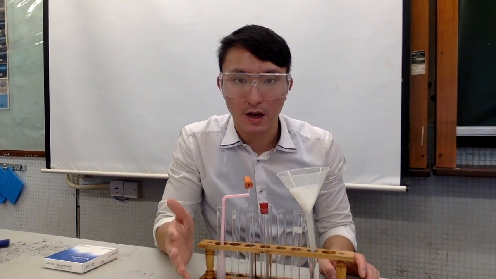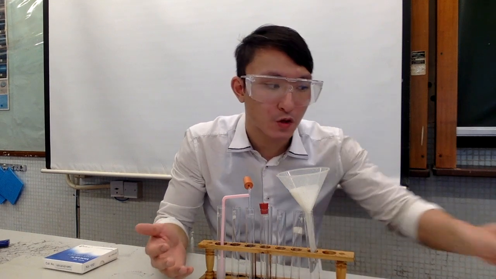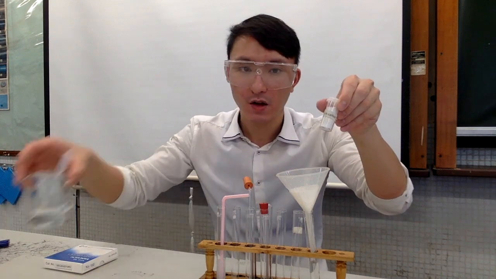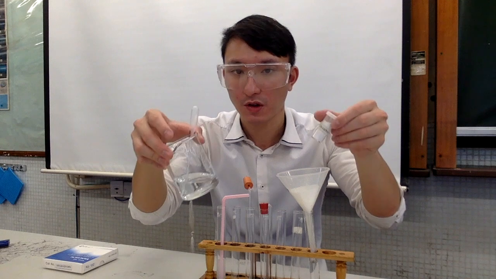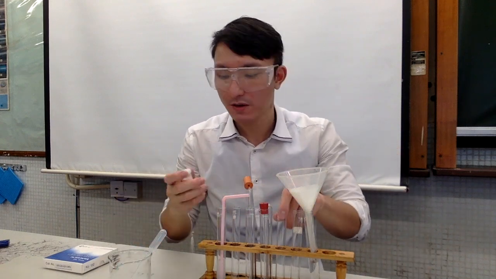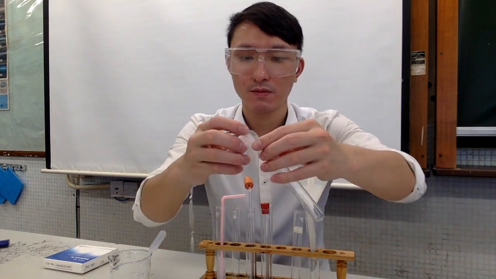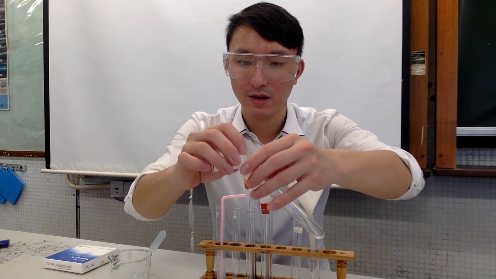Now for part B, it's actually quite easy. What we're going to do is study the action between calcium carbonate and water, basically to see if the calcium carbonate dissolves in water or not. Actually, you already know the answer, but let's just have a look. So we just use a clean test tube. Now, I don't care, I just drop some calcium carbonate inside.